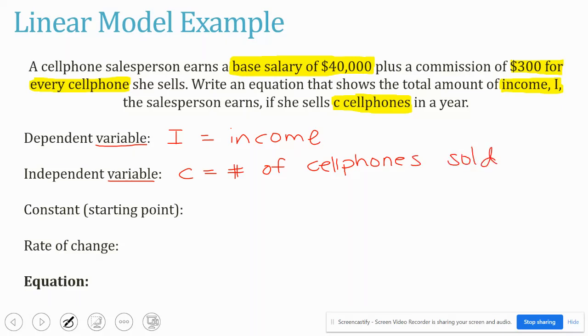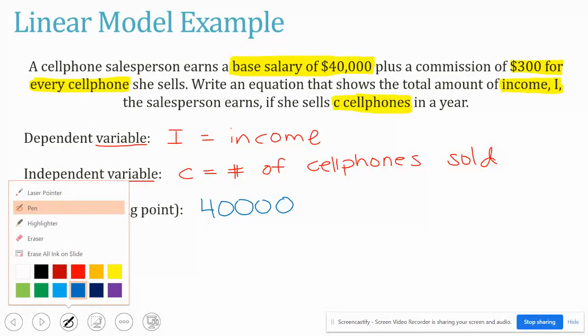Okay. So now that we have our variables out of the way, we're going to take a look at our constants. So, not our constants, but our numbers. We're going to start with the constant though. So the constant is a fixed number that doesn't change. So if we look at this word problem, which value is not going to change whether she sells 0 cell phones or 100? It's that base salary of $40,000. No matter what, she's going to make that base salary, and then whatever she makes other than that 40,000 is just added to it. So our constant here is 40,000.